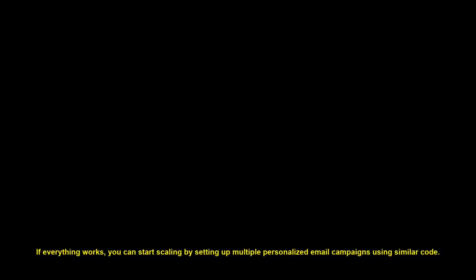If everything works, you can start scaling by setting up multiple personalized email campaigns using similar code. Consider automating your email sending process based on triggers like user interactions or sign-up events.